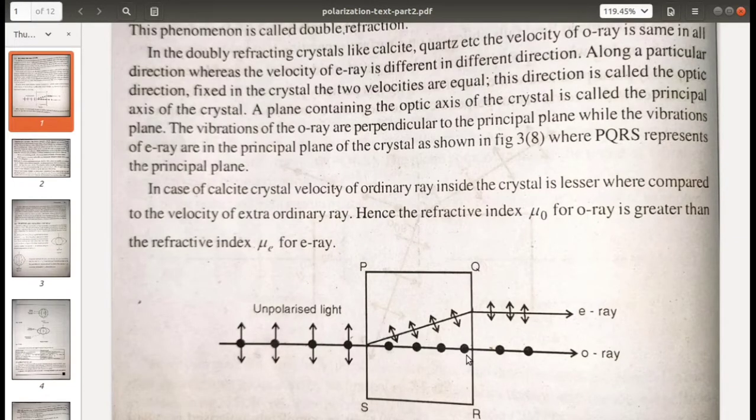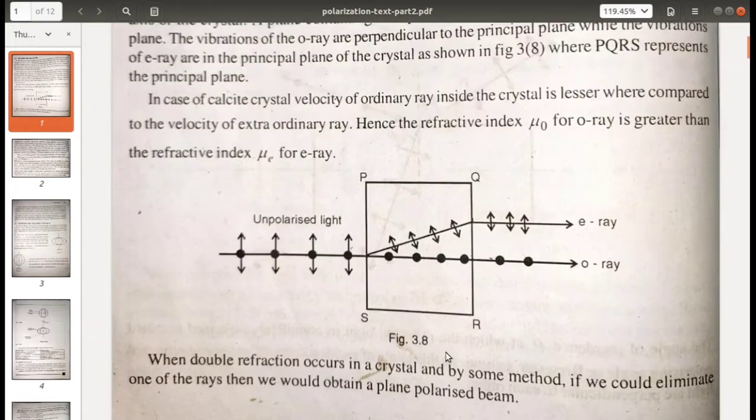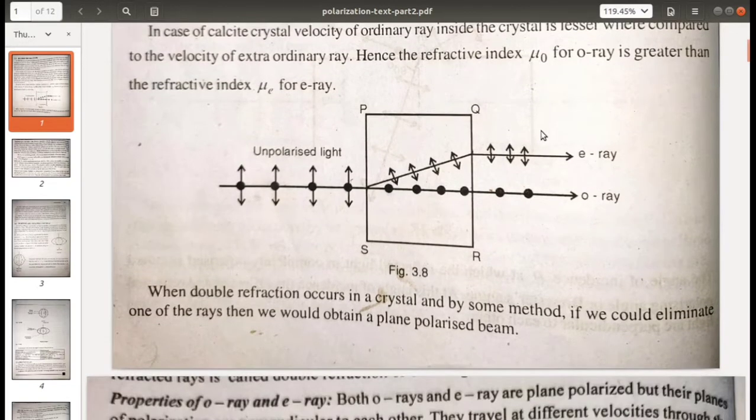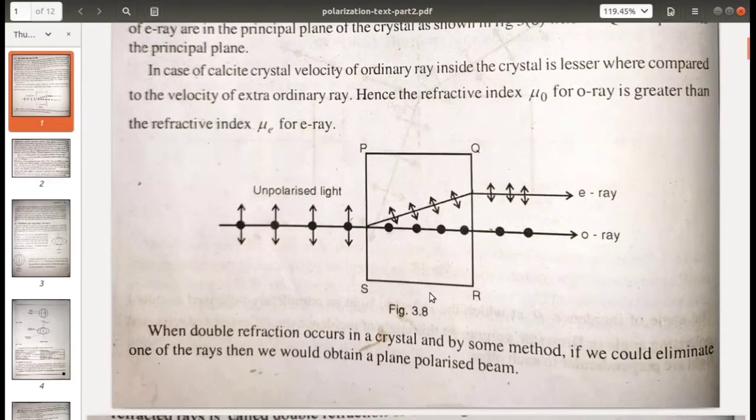So, we have already said that the velocities are different. Inside the crystal, the ordinary ray's velocity is lesser than that of the extraordinary ray. And so, the refractive index of the ordinary ray, which is represented by mu suffix O, this is O, not zero, is greater than that of the extraordinary ray.